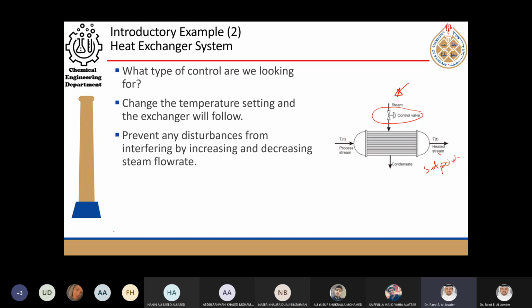And also, we want to prevent any disturbances. What kind of disturbances here? Can you give me an idea of what to expect? What are the variables? Of course, if I want to control the temperature here, the obvious choice is to change the flow rate of steam, because eventually I'll be changing the exit temperature. That's the obvious choice, and it's a common sense choice. But what are the other variables that might prevent me from doing this task?